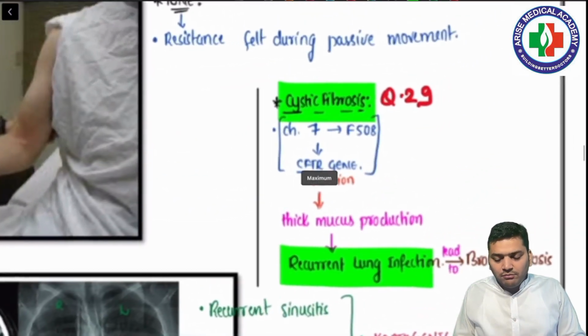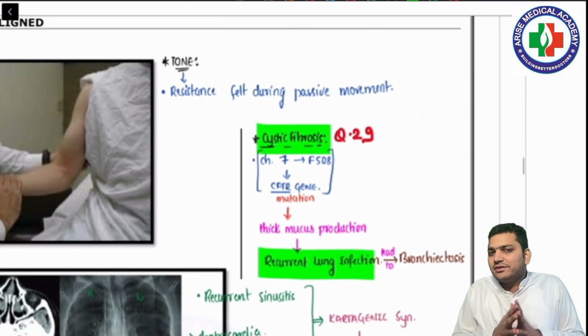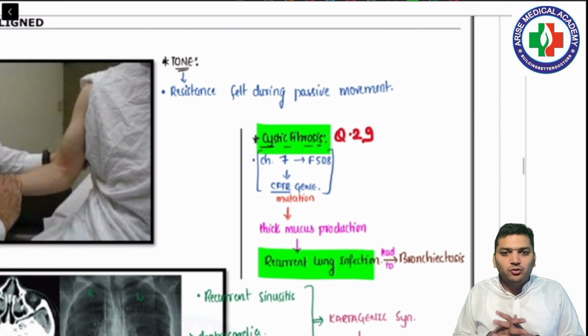Then there was a question from recurrent lung infection. Recurrent lung infection, steatorrhea, we have discussed in the class of pulmonology as well as in the QRS session also, and that was a straight question, cystic fibrosis.